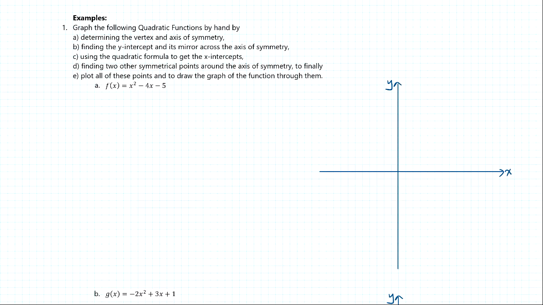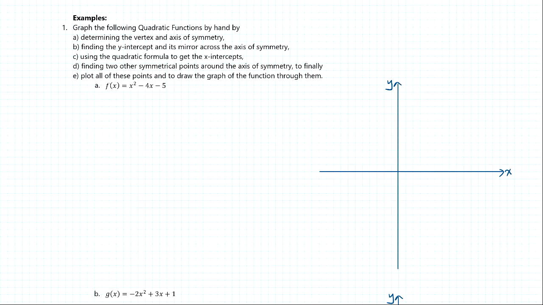And for the first one, we want to determine the vertex and axis of symmetry. Then we want to find the y-intercept and its mirror image across the axis of symmetry. Next, we want to use the quadratic formula to get the x-intercepts, so where the graph crosses the x-axis. And we want to find two other symmetrical points around the axis of symmetry to finally plot these points and draw the graph of the function by connecting these points through a smooth curve. With this information, we're going to start off by doing part by part to find the important points first.